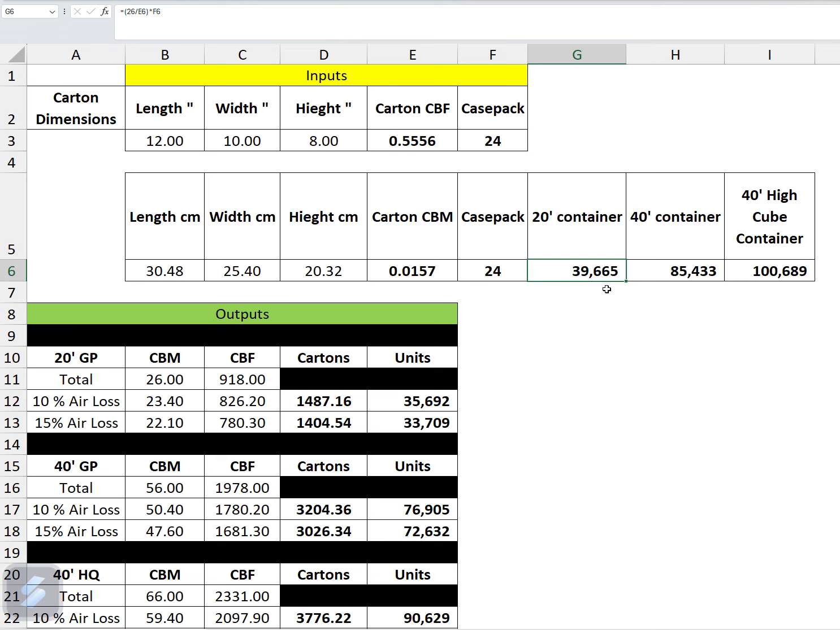So we're saying 39,665 units, if we have a case pack of 24 and a carton of this size, will fit into a 20-foot container. It's the same formula in the 40-foot container and the 40-foot high cube container examples. The only thing you need to update is the amount of total cubic meters, because the size of your container is larger. So in a 40-foot high cube, use 66, and a 40-foot dry, use 56 cubic meters. Hope this was helpful for you.